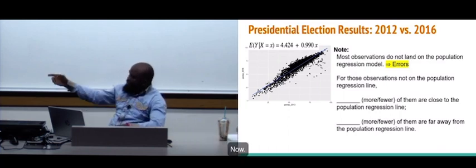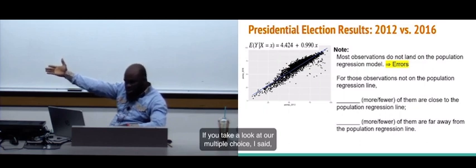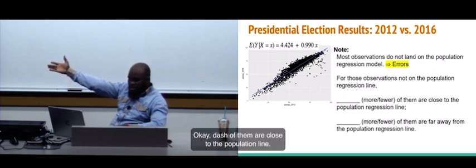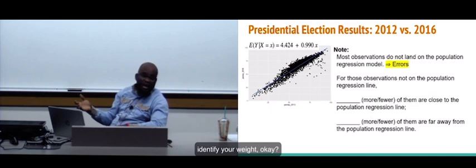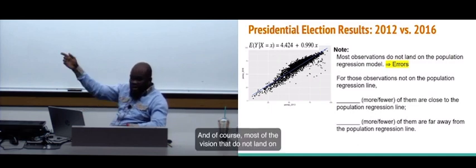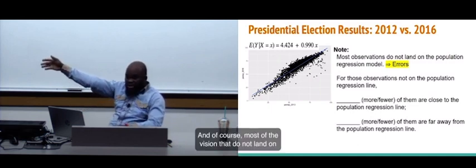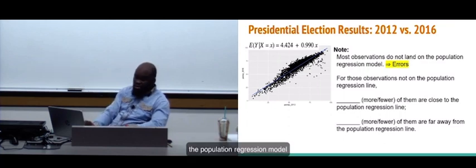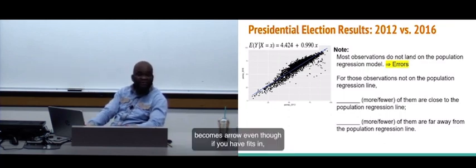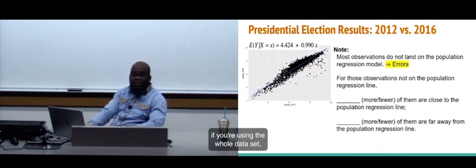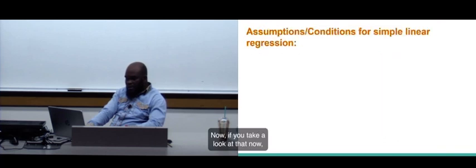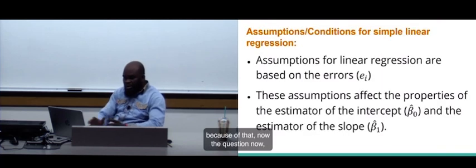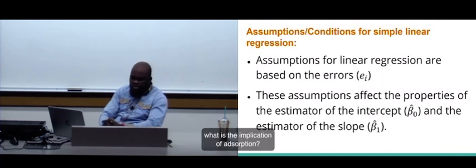Now, if you take a look at that multiple choice, I said most of them are close to the population line: more of them are close and fewer of them are far away. Most observations that do not land on the population regression model become error, even if you're using the whole data set, there's still going to be error. Now, because of that, the question is: what is the implication of the assumption?